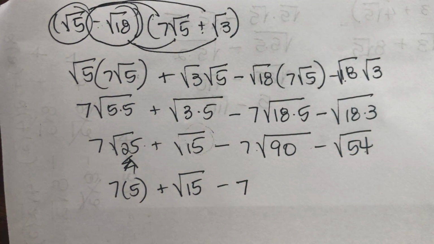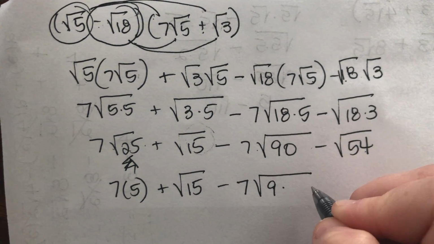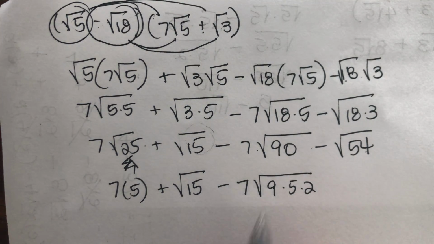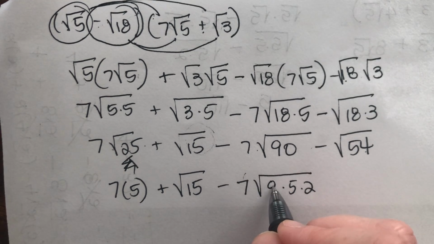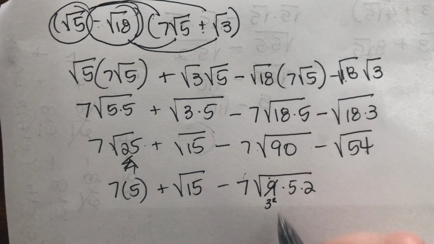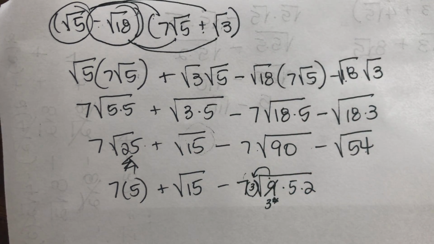Minus 7. Now I can factor this 90, right? I'm going to separate it into 9 times 5 times 2. And 9 is a perfect square, so it can hop out front. It's like saying 3 squared, right? So if I take the square root of 9, rewrite that as 3 squared, hands over the 2, the 3 hops out front. I'm going to multiply it, and nothing else can hop out front.